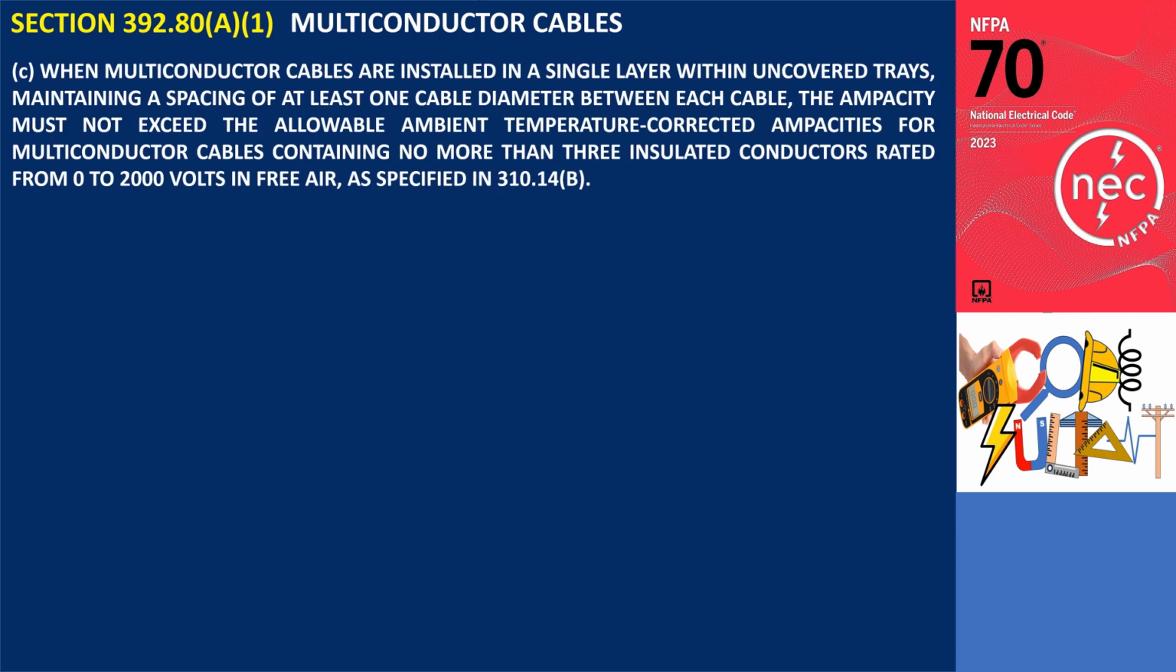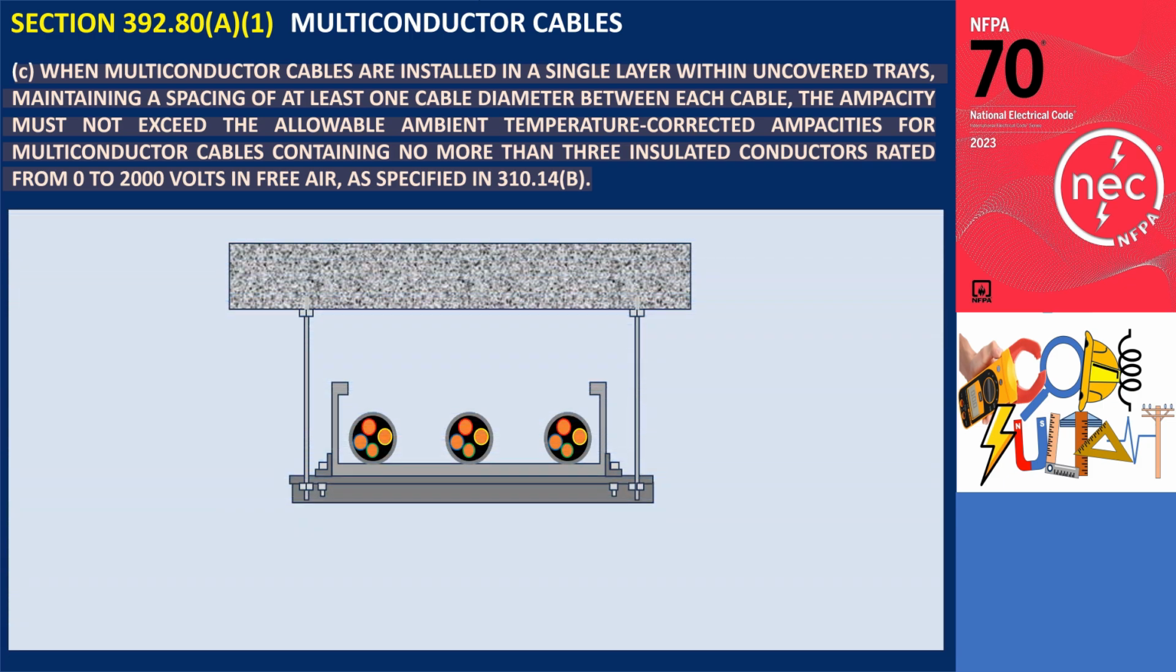Subsection 392.80(A)(1)(c). When multiconductor cables are installed in a single layer within uncovered trays, maintaining a spacing of at least 1 cable diameter between each cable, the ampacity must not exceed the allowable ambient temperature corrected ampacities for multiconductor cables containing no more than 3 insulated conductors rated from 0 to 2000 volts in free air, as specified in 310.14(B). For example, consider 3 4/0 AWG cables, specifically XHHW, PVC, 3-core, and Type TC power cables.